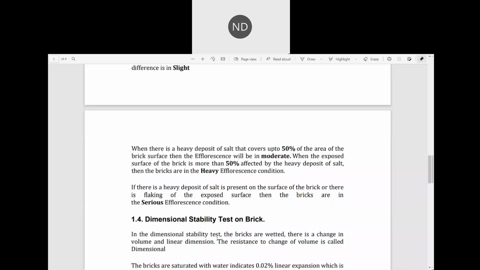Okay, that means, ma'am, the more the efflorescence, the quality of the bricks is bad, and the less the efflorescence, the bricks are good. Yeah.